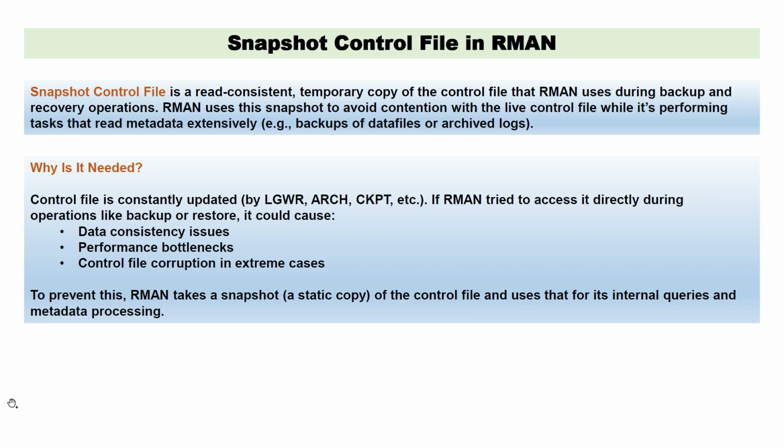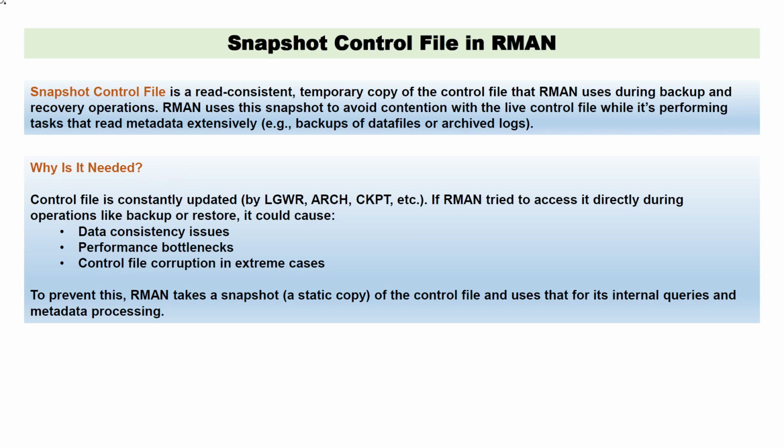Now let's understand what the snapshot control file in Oracle is. The snapshot control file is a read-consistent temporary copy of the control file that RMAN uses during backup and recovery operations. RMAN uses this snapshot to avoid contention with the live control file while it's performing tasks that read metadata extensively, such as backups of data files or archived logs.